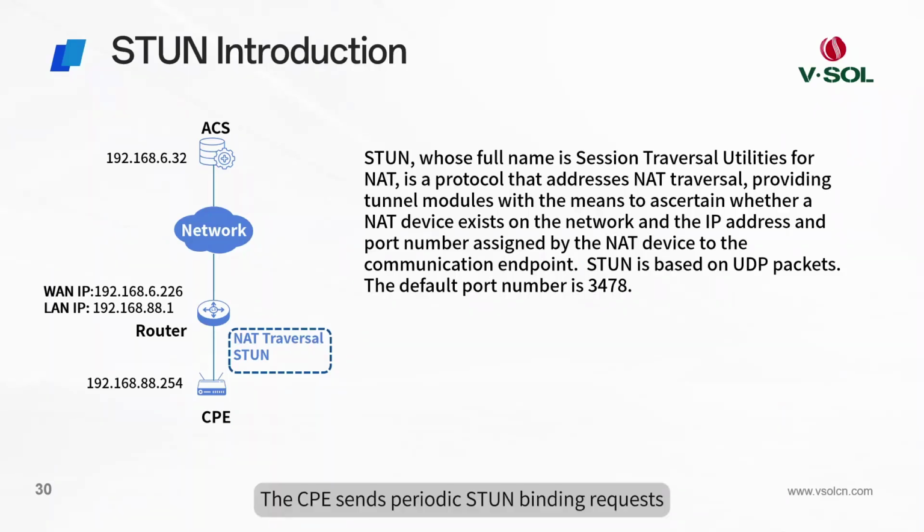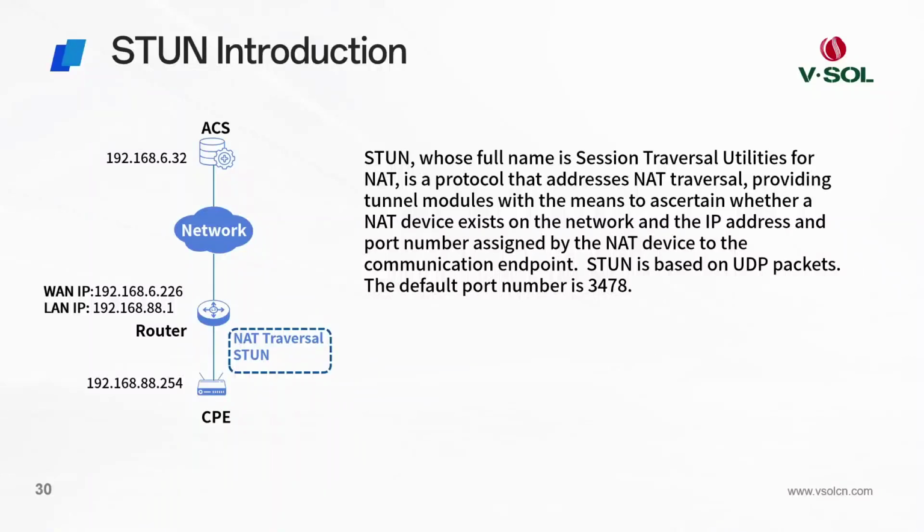The CPE sends periodic STUN binding requests at a sufficient frequency to keep alive the NAT binding on which it listens for UDP connection requests. When the CPE determines the public IP address and port for the NAT binding on which it is listening for UDP connection requests, and whenever it subsequently changes, the CPE communicates this information to the ACS.